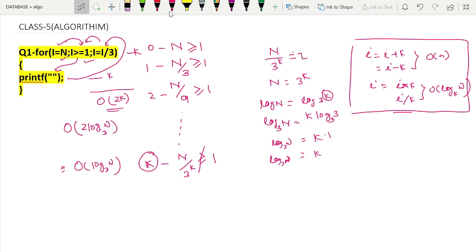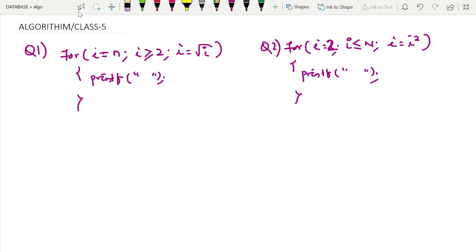Let's take another case and observe something more on this time complexity calculation. This is the third kind of question we are seeing here. Here you can observe that the updation part is quadratically incrementing or decrementing. So how to solve this kind of question? Let's solve this question first. Here the I value is 2 and it operates till I is less than n, and it is incrementing quadratically, right? After each iteration the I value is updated to I squared.